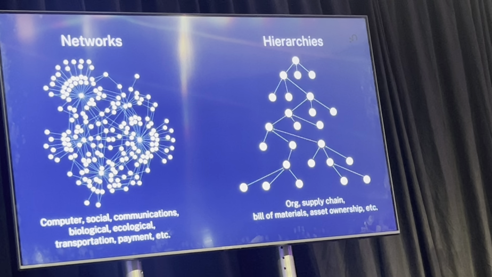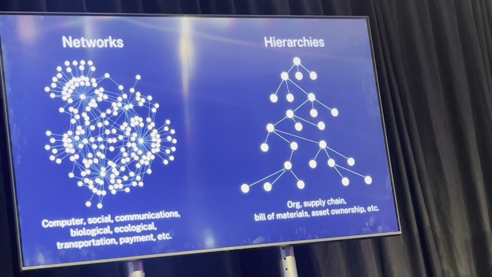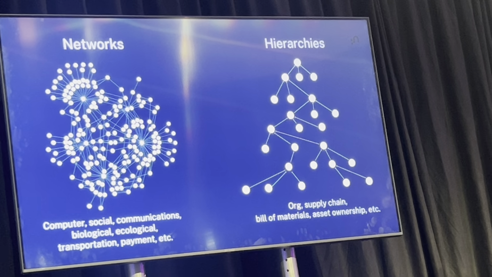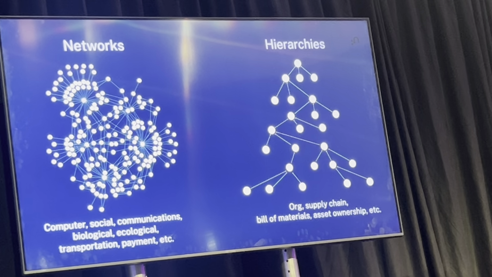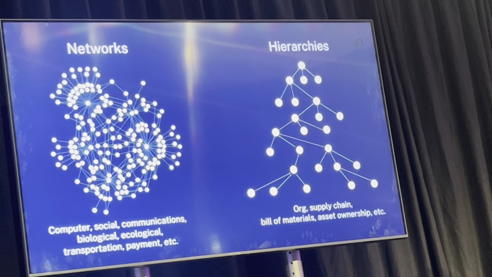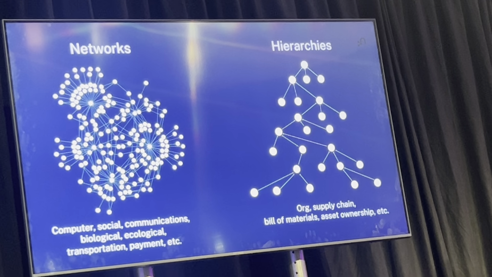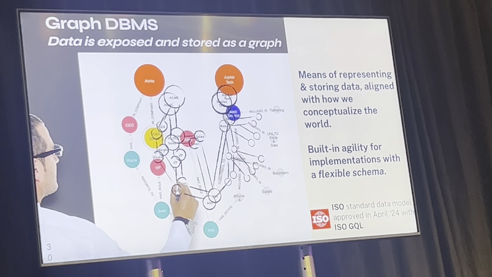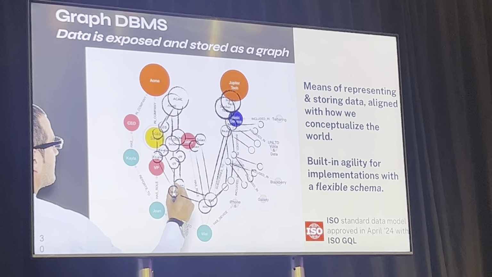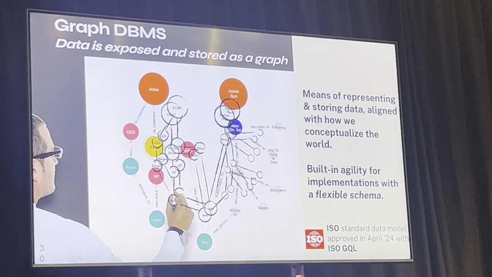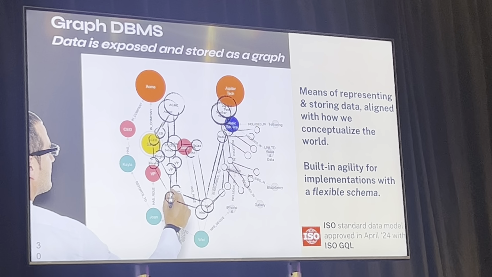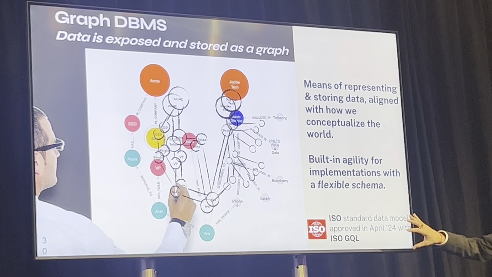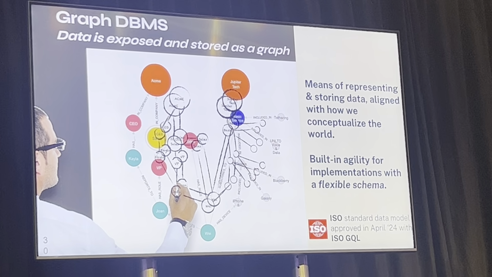Likewise with hierarchies: org, supply chain, bill of materials, asset ownership. You look at mutual funds, and it's a fund that has some stocks, and maybe some ETFs, and then some options, and then this company owns this other company, and so on down the line. And then a graph database is just a way to expose a data model as a graph, so that you can take anything that looks like one or more networks, one or more hierarchies tied all together. And this is actually an ISO standard data model that Neo4j and other vendors implement.